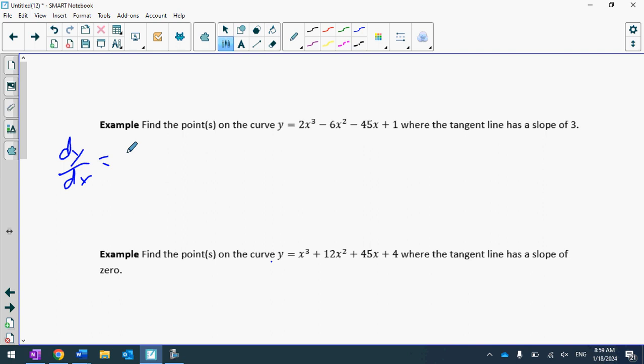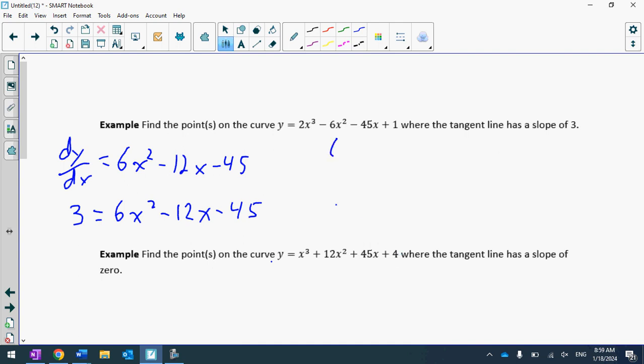So 6x squared, take away 12x, minus 45, and then the derivative of 1 is just equal to 0. And now we're looking for when is that slope equal to 3? Or the rate of change equal to 3. So we set 3 for dy by dx. And now we have a quadratic equation to solve.